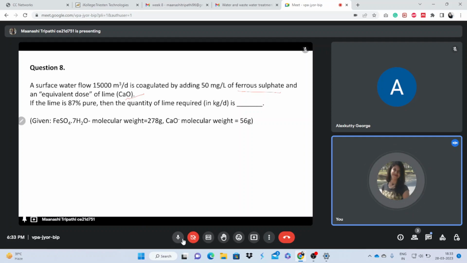So please, it's already mentioned it is consuming an equivalent dose of lime. So equivalent weight of one thing is equal to equivalent weight of another thing. So using that theory, you can find out how much lime is consumed when 50 milligram per liter of ferrous sulfate is consumed. Try to find out the answer of this question. We'll see answers in a few minutes.